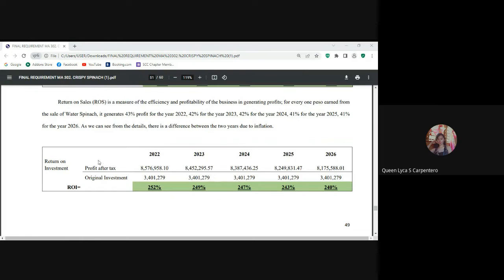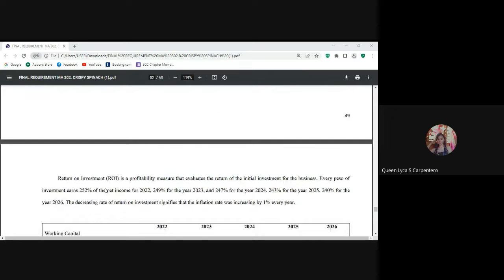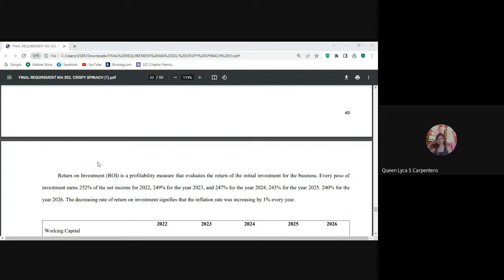So in the return on investment is probably a measure that evaluates the return of the initial investment for the business. So every peso daw sa investment maka-earn daw og 252%. So although nagka-decrease siya of the return of investment signifies that inflation rate was increasing by 1% every year.